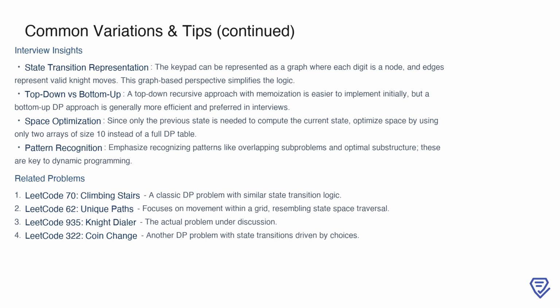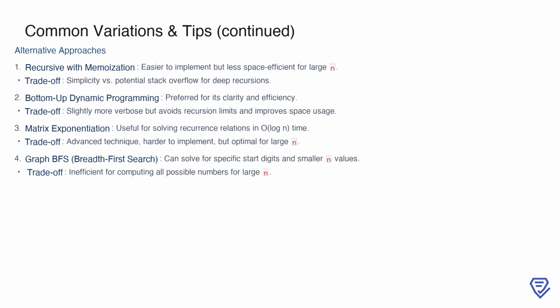To build further connections, consider related problems like LeetCode 70, climbing stairs, which also involves state transitions, or LeetCode 62, unique paths, which focuses on movement within a grid. Problems like these share similar principles and can help reinforce your understanding of dynamic programming approaches. Finally, let's explore some alternative approaches to solving this problem.